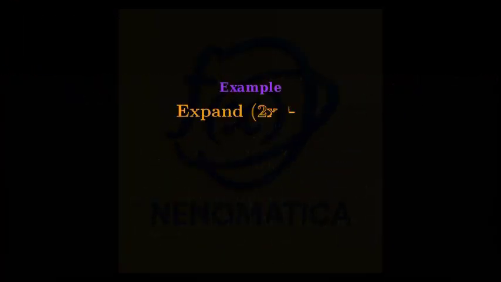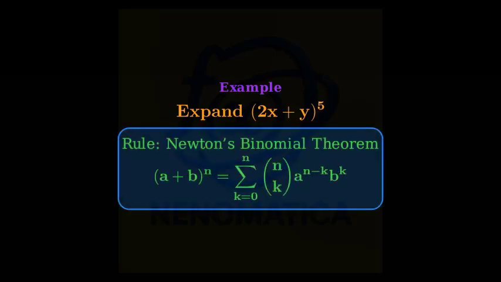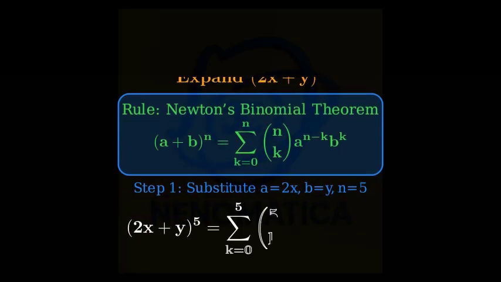Example. Below is the problem in bold orange math. We will apply Newton's binomial theorem. It says, quote, (a+b)^n equals the sum from k equals 0 to n of n choose k times a^(n−k) times b^k, close quote. Step 1. Substitute a equals 2x, b equals y, and n equals 5.